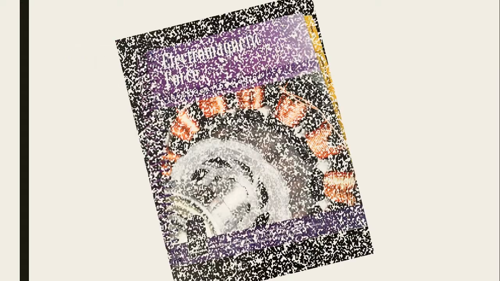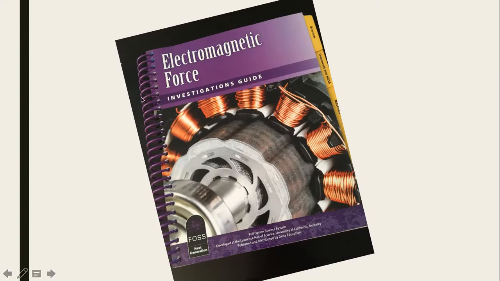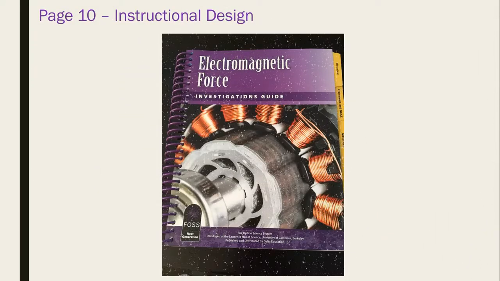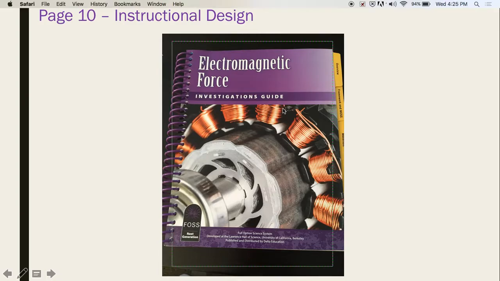So now we'll get started on the investigation guide. That's the one that looks like this. It's got the binder on the end. If you don't have an investigation guide, I'll bring you up to the online version in just a second. So for those of you with the book, if you could please open up to page 10. Those of you without the book, I'm hoping you're familiar with the FOSS website.